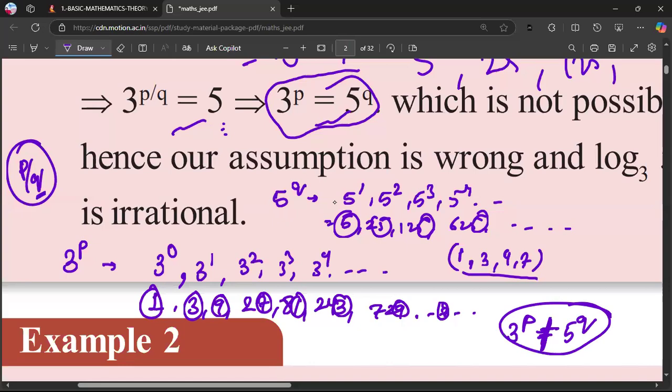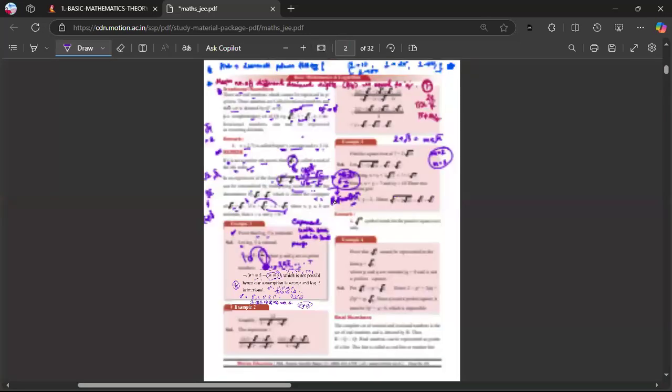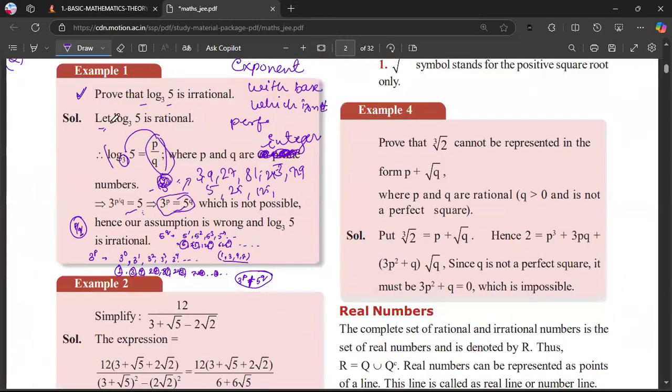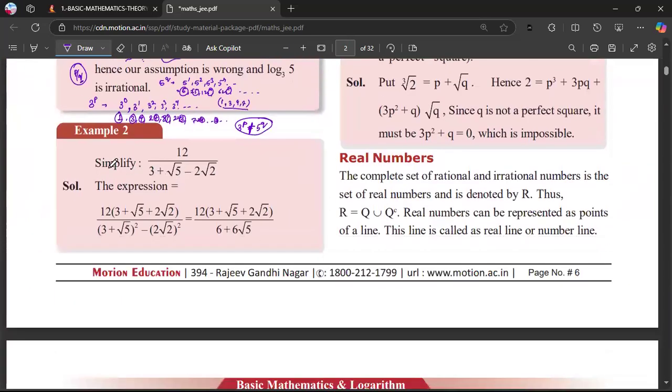Yes, sir. Because if their unit digits are not equal, we do not care about the other digits. If their unit digit itself is not equal, how are those two numbers going to be equal? So that is the logic we have used. Clear? Yes, sir. So this is how we proved it. Anyway, proof questions of this kind do not come, but the concept may be useful for us.